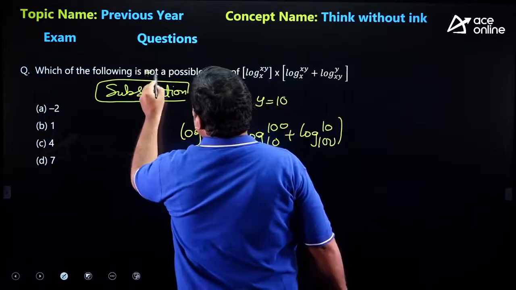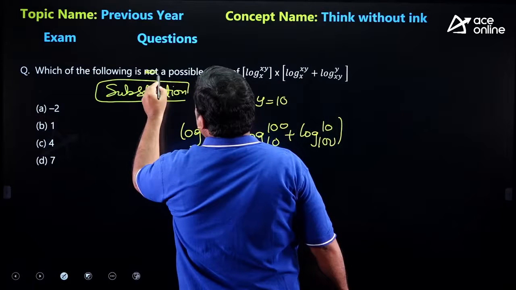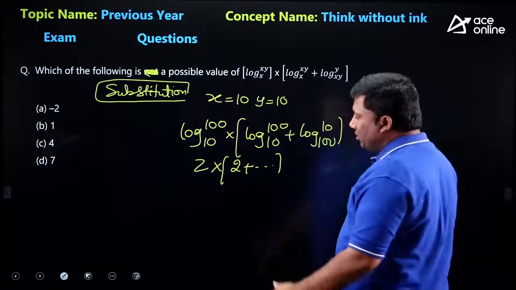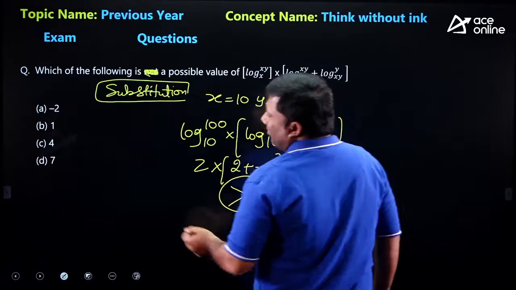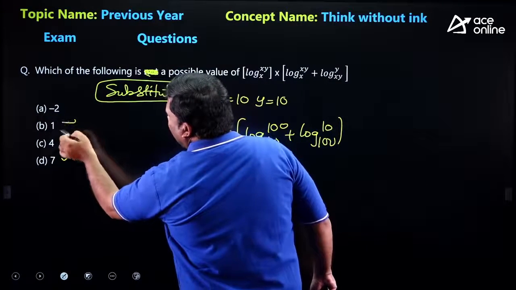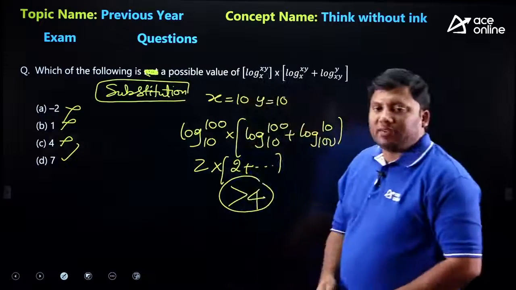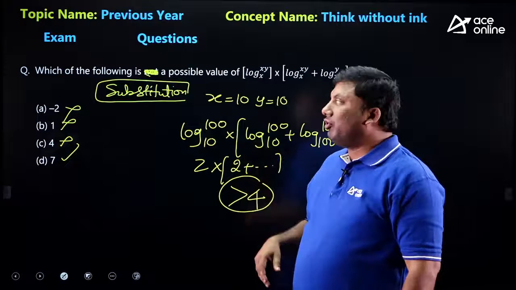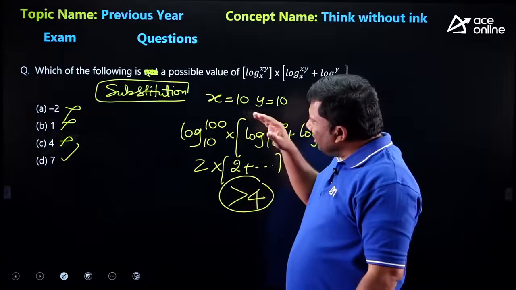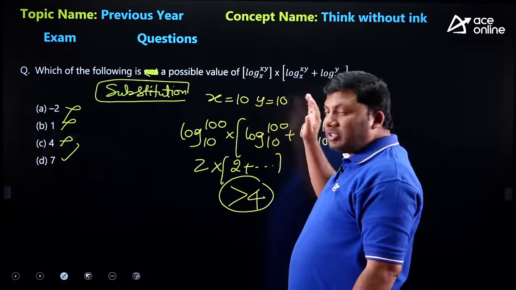We will take it as which of the following is a possible value. 2 into 2 plus positive, that means the answer will be greater than 4. Which of the options will satisfy this? Answer greater than 4. Is 7 greater than 4? Yes. Which of the following is a possible value?